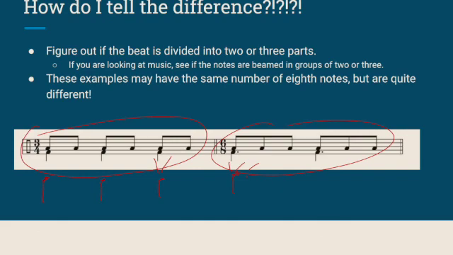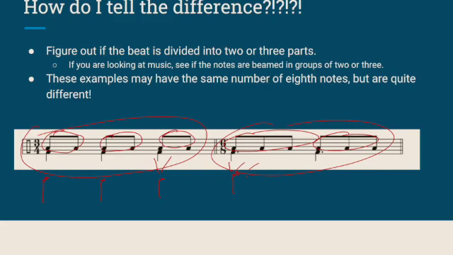They may have the same amount of eighth notes, but the way that they're grouped tells you what meter signature it is. So you know that this is 3/4 because you have 3 sets of 2 eighth notes, whereas in 6/8 you have 2 sets of 3 eighth notes. You could see the beat there.